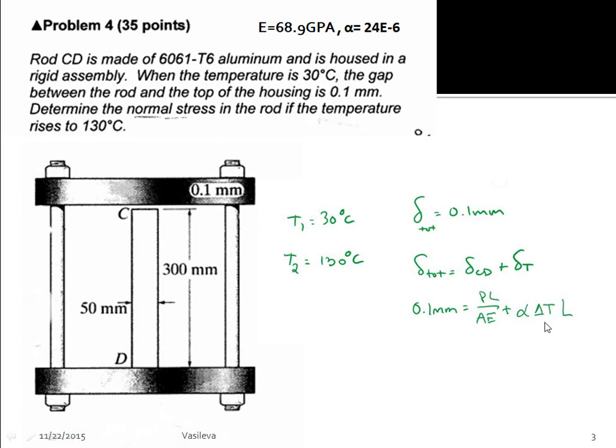So alpha delta TL, we can determine that right away. We know our alpha, we know our change in temperature, and we know L. The only thing we are going to have to determine here is P, which is the unknown.